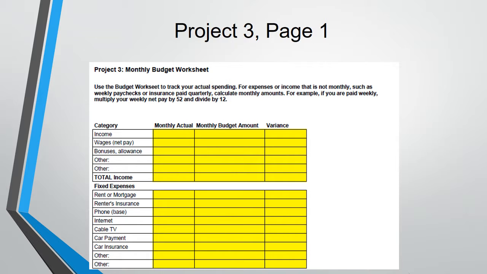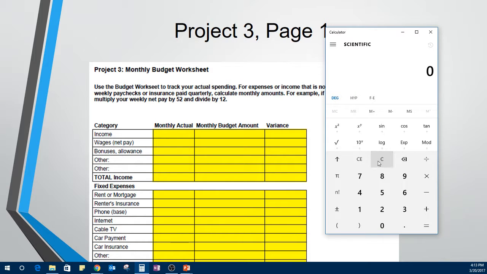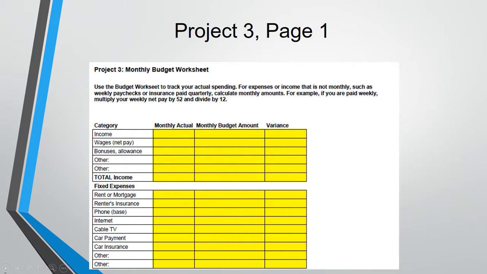So let's say you want to be a dentist, and a dentist makes about, let's say, 150,000 per year. So what you need to do is you need to find out how much that is per month, because this budget sheet is for monthly. So we're going to do 150,000 divide by 12, because there are 12 months in a year. So that means you're making on average $12,500. So what you would do is in income, you would write 12,500.